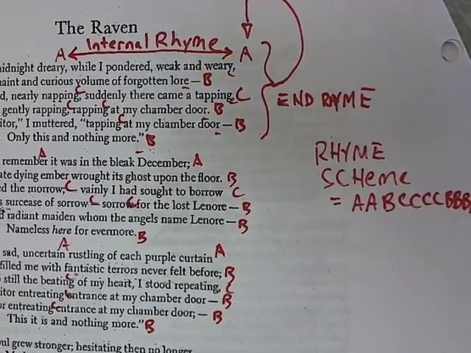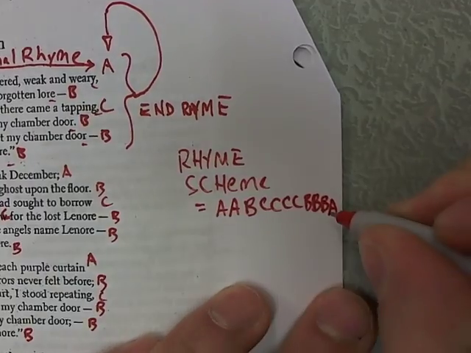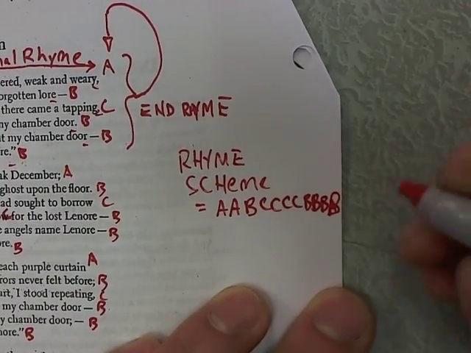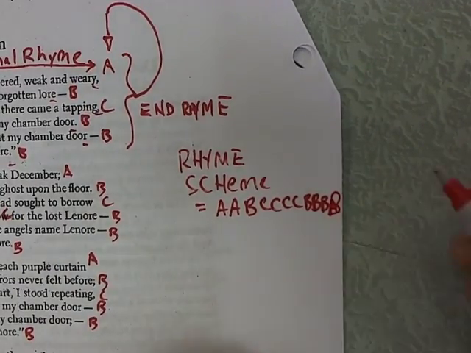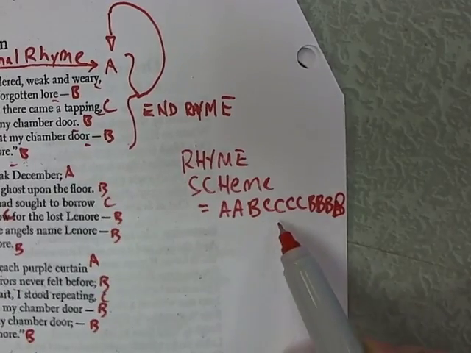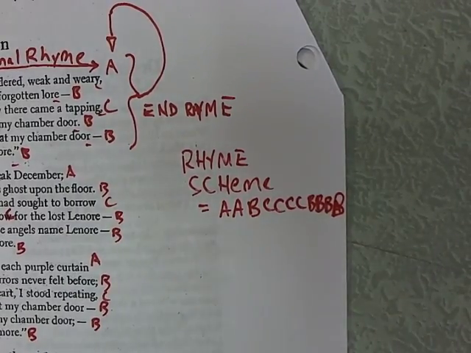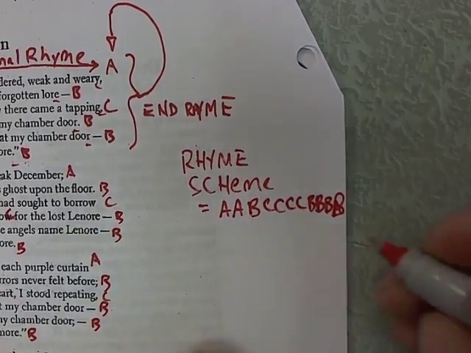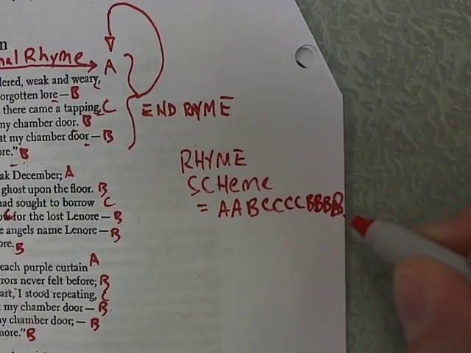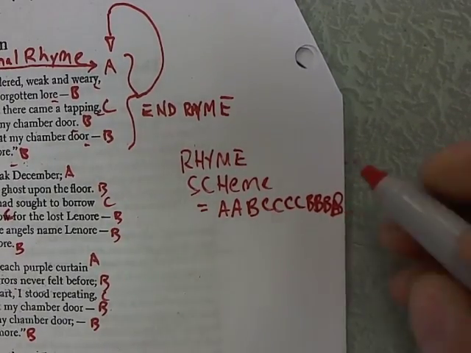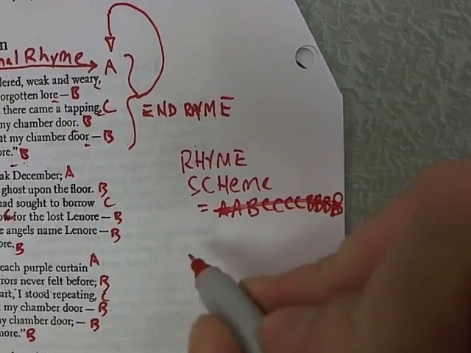Oh, it's a B. Sorry, yeah, that's right. My fault. Thank you. So A, A, B, C, C, C, C, B, B, B, B. No, sorry, only three B's. Man, I'm still messing this up. This is totally wrong. Let me try this again.